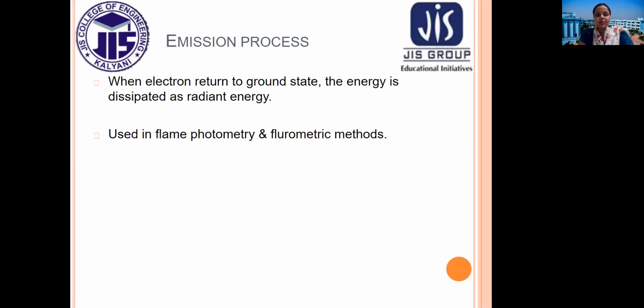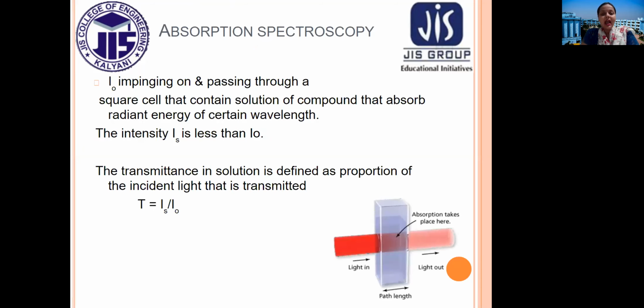Now, emission process. What is the emission process? When an electron returns to the ground state, the energy is dissipated as radiant energy, and this is nothing but the emission process. Now this emission process is used in flame photometry and fluorometric methods. Absorption spectroscopy.